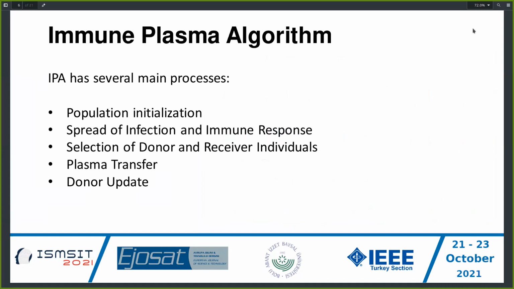Let's now see the main processes in the immune plasma algorithm. As I show in the picture, first we have population initialization. There is some population that has to be infected, and afterwards used as donors and receivers. The next step is the spread of infection and the immune response. After that, we have the selection of donor and receiver individuals, and plasma transfer and donor update, because after some time, the receiver of the plasma has a better immune response than the donor itself. So we have to update the donor to find a better donor for our receiver, or this receiver can now become a donor himself.